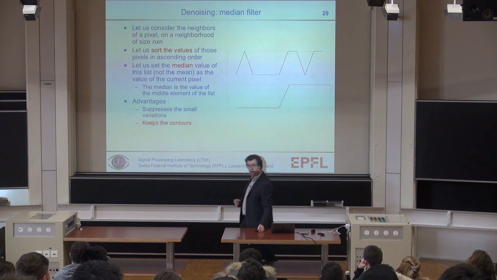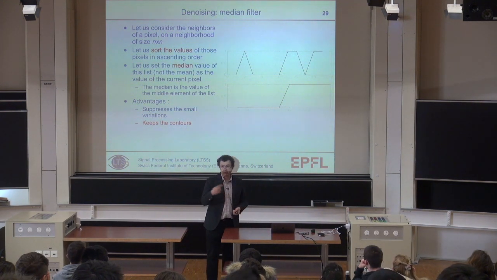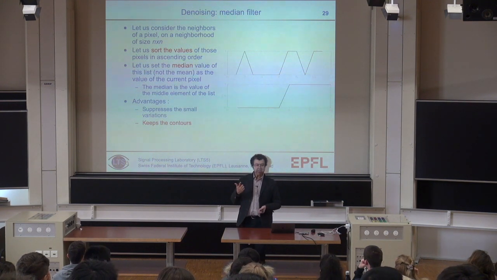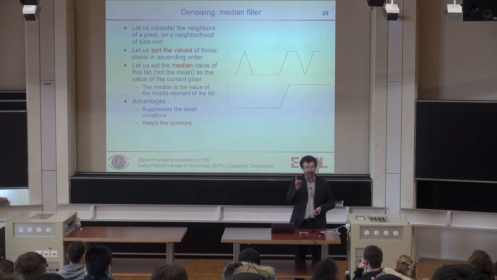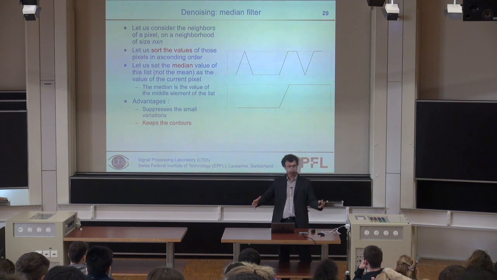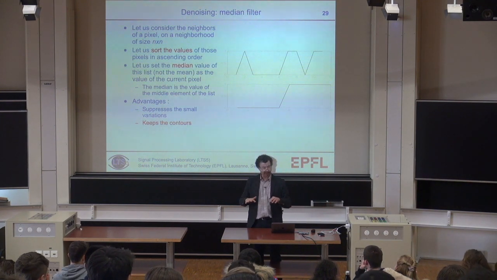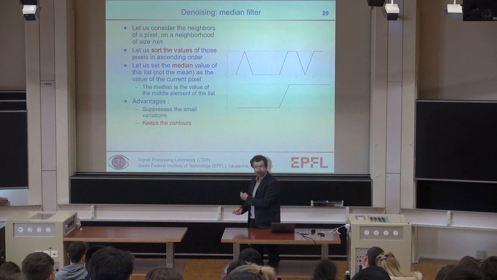So what does it do? It replaces the value of a pixel by the median of the pixel and its neighbors. That means that it will remove outliers. It will remove all the things that do not stay for a long neighborhood. Just one pixel alone in a very vast homogeneous region will be completely removed by this filter.